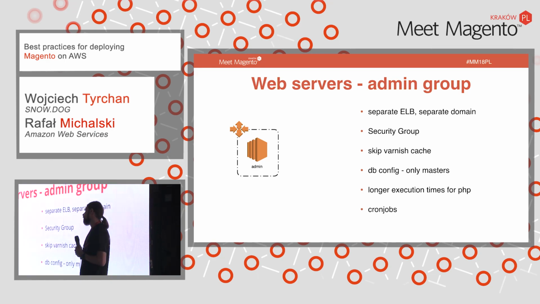In the db config, you configure only database masters. We don't want any replication lag, even if it's 20-30 milliseconds. Longer execution times and more memory for PHP. As we all know, admin tasks need more resources. Cron jobs. Well, people also tend to put cron jobs on admin groups.